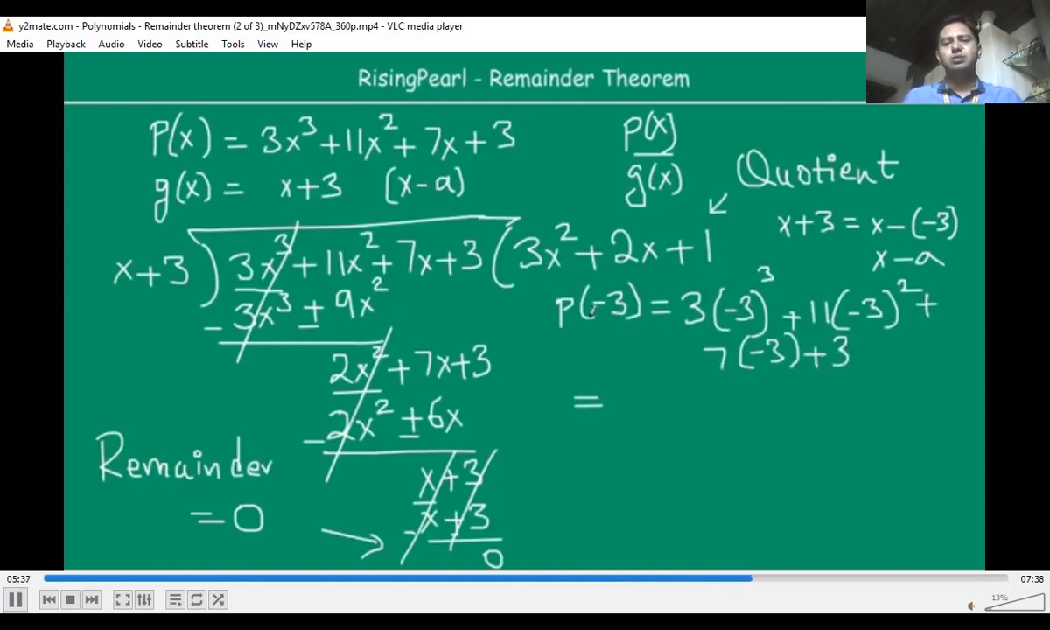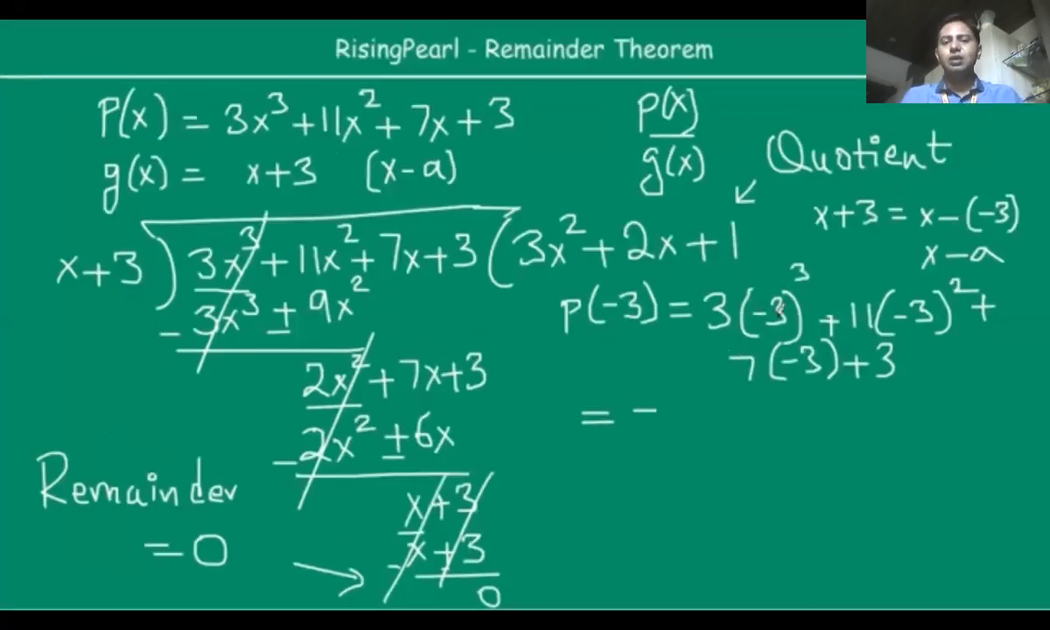Now this minus 3 cube, as the power is an odd number, we get the negative sign, because in case of a minus sign raised to an odd power, we'll get the negative sign. This is minus 3 3s are 9, 9 3s are 27, 27 into 3 will give you 81. Now minus 3 square is positive 9, and 9 into 11 will give you 99. Now 7 into minus 3 will give you minus 21, and plus 3.